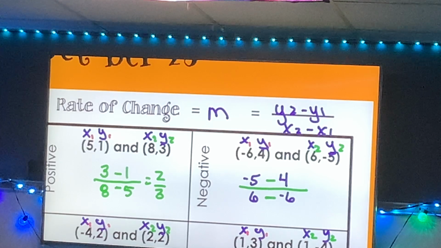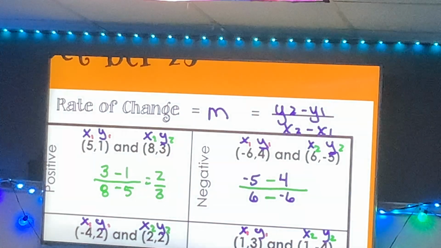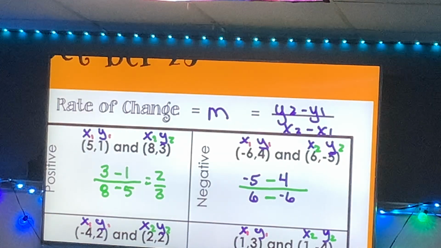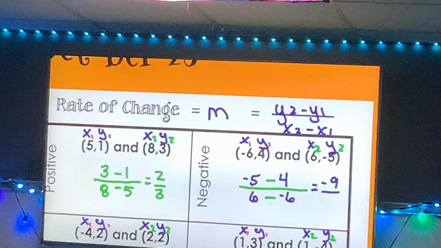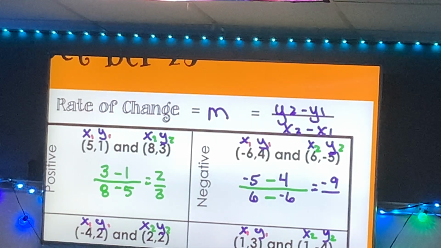So, in your calculator, put negative 5. Remember, your negative is down by your decimal. Negative 5 minus 4. Negative 9. In your calculator, do 6 minus negative 6. Positive 12.